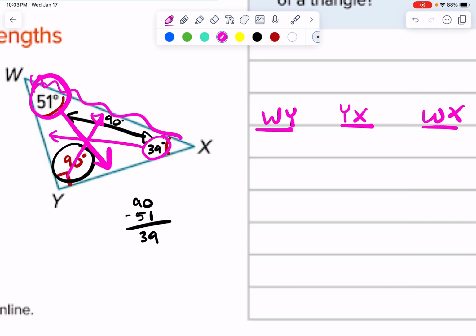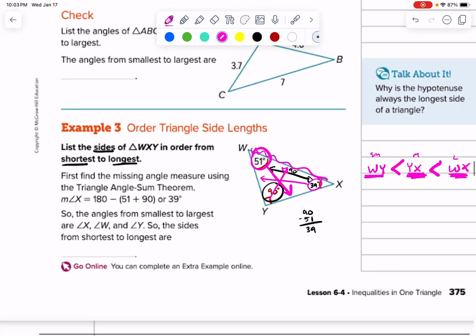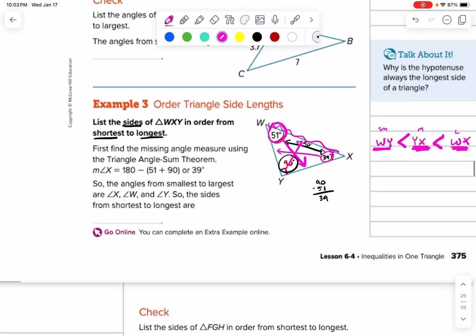That is WX. So if I'm going small, medium, large, I'm going to put my inequalities this way to show that this guy is less than this guy, which is less than this guy, okay? So that's how they want me to write it. So hopefully that was fairly short and sweet. That was example 2 and 3.